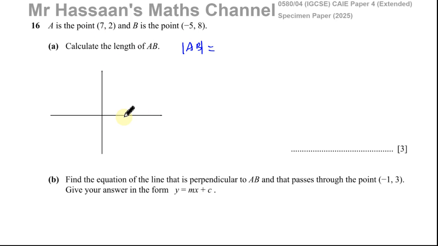So A is the point (7, 2), let's say it's somewhere over here. Okay, that's the point (7, 2), so there's 7 there, and that's 2 there. And B is the point (-5, 8), so -5 somewhere over here, and 8 somewhere up here. Okay, it doesn't have to be accurate, just a rough diagram here. So -5, 8 would be up here. Okay, so we have these 2 points. That's point A (7, 2), and that's point B (-5, 8).